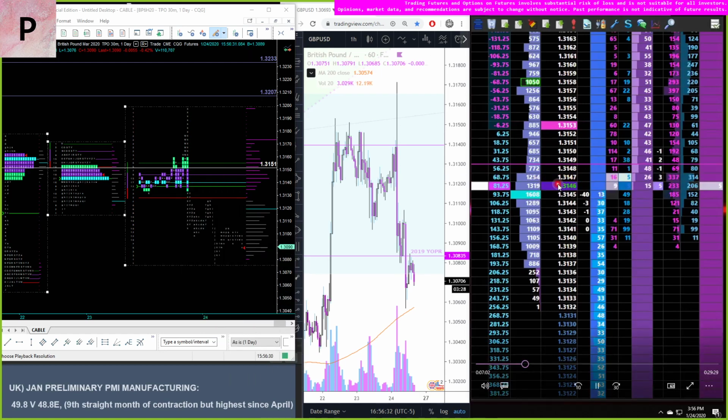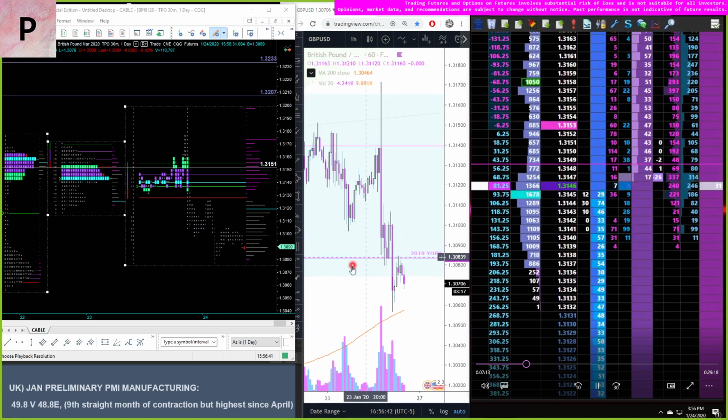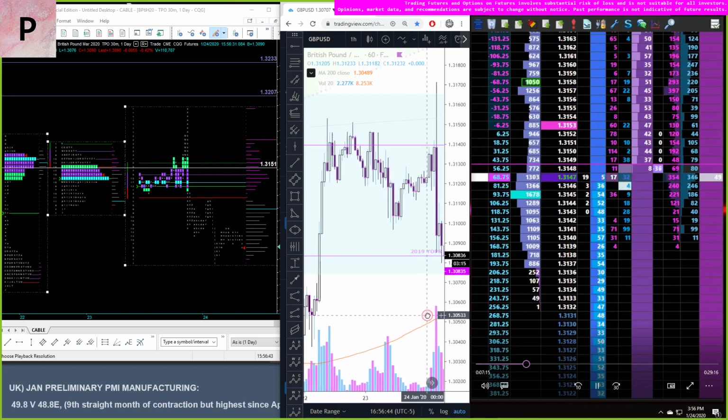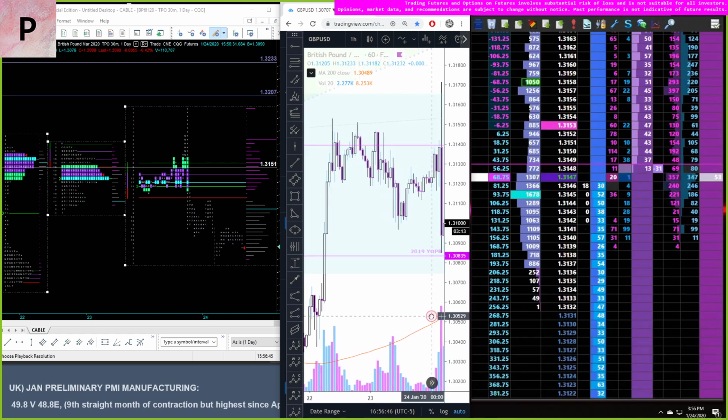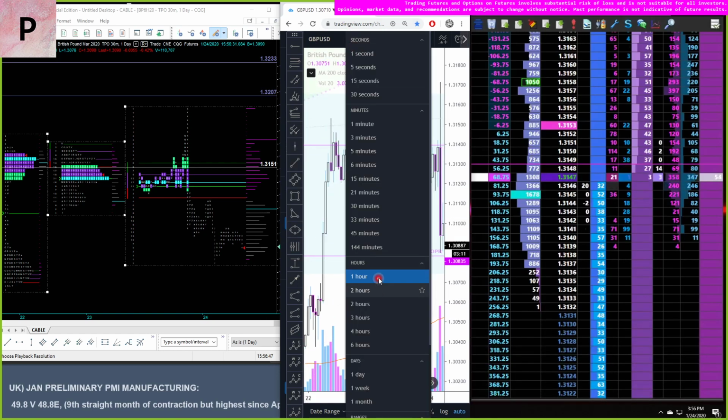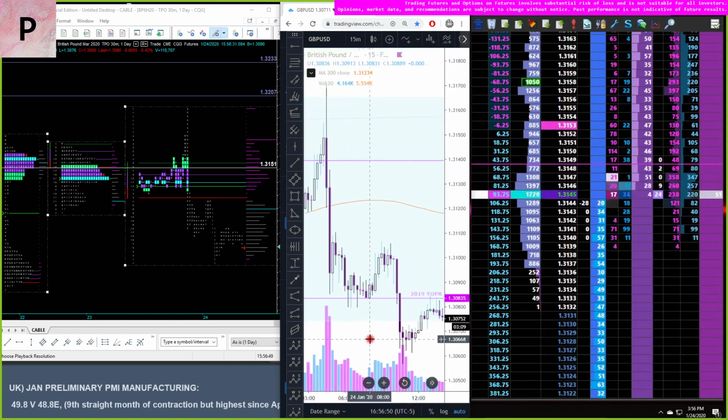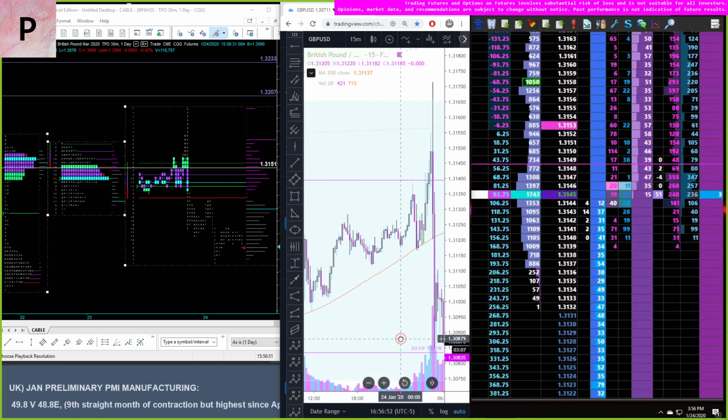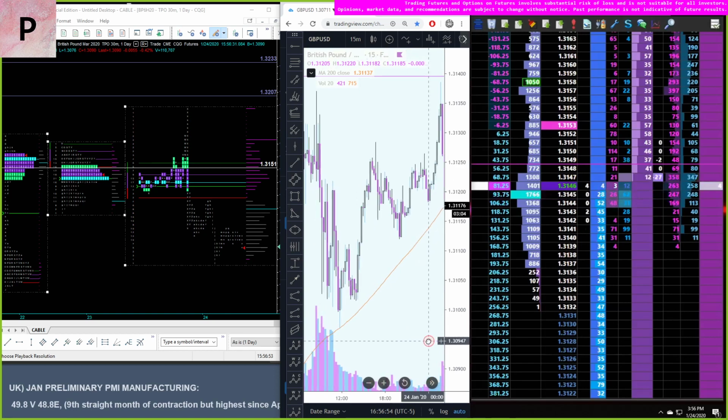So you can see here we're retesting 46. Buyers are trying to pick it up, trying to absorb that selling. And at this point, this is pretty much all we had. Let's actually make this 15 minutes so you guys can really get a gist of what it was looking like at that point in the day.